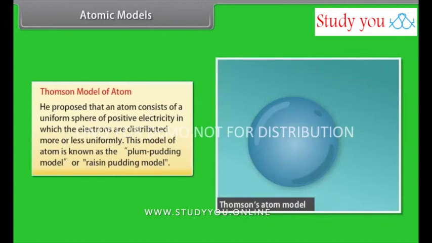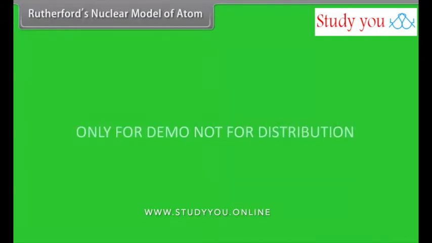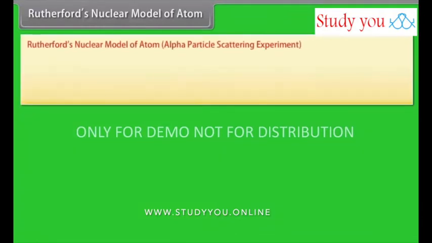He proposed that an atom consists of a uniform sphere of positive electricity in which the electrons are distributed more or less uniformly. This model of atom is known as the plum pudding model or raisin pudding model. Rutherford's nuclear model of atom.